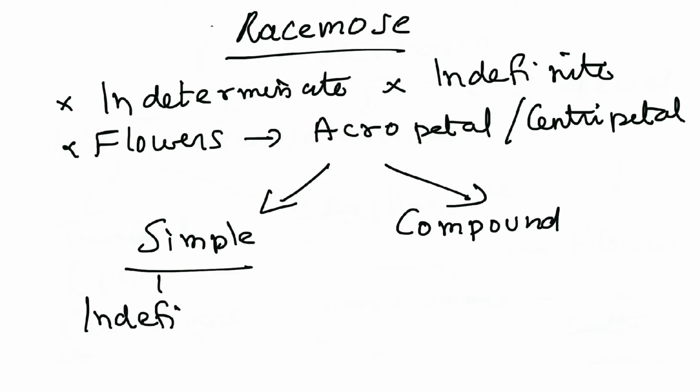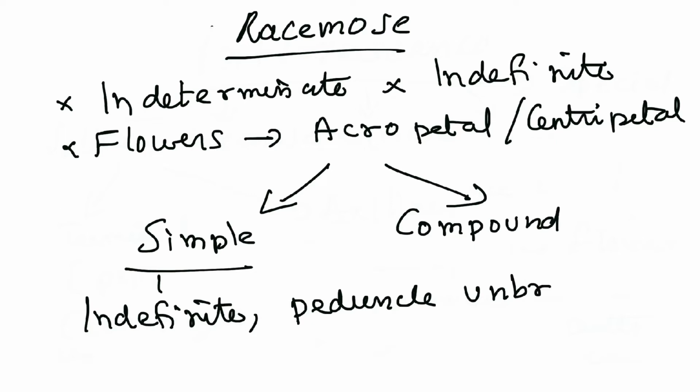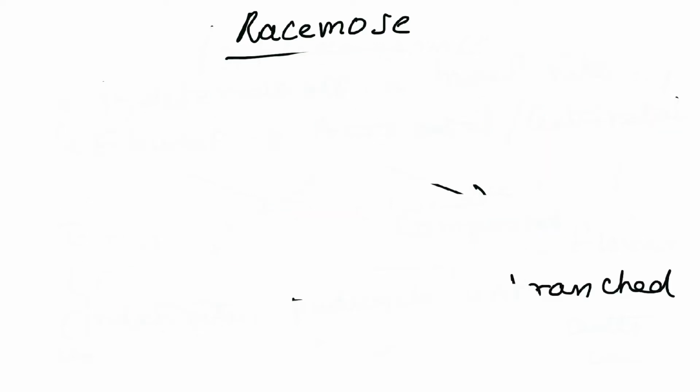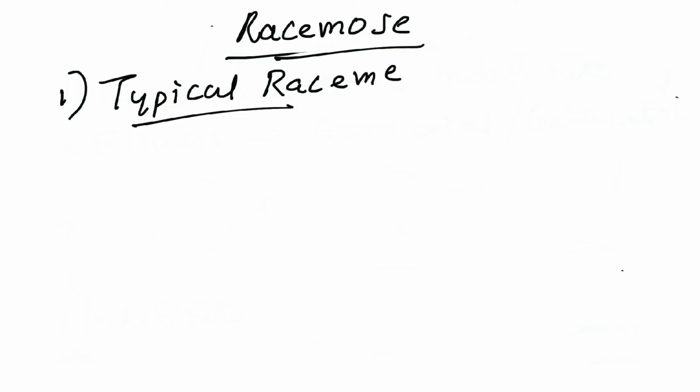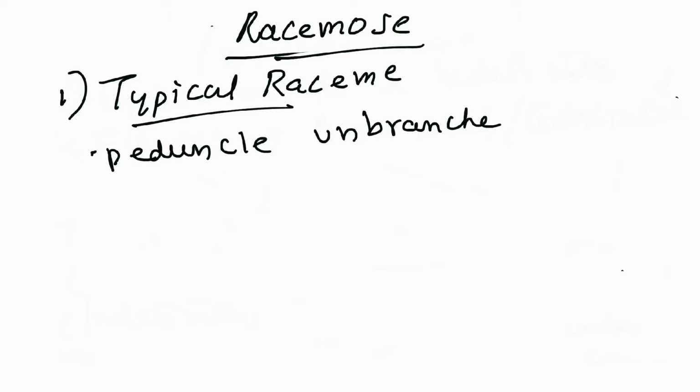Now, racemose inflorescence can be divided into two types, that is simple and compound. Simple, once again, is indefinite, and the peduncle is unbranched. That is, the axis on which the flowers develop is unbranched. Going on to the specific types of subdivisions, to put it more correctly, the basic subdivisions of simple racemose inflorescence, we start with typical raceme. Here the peduncle is unbranched, that is the inflorescence axis is unbranched.